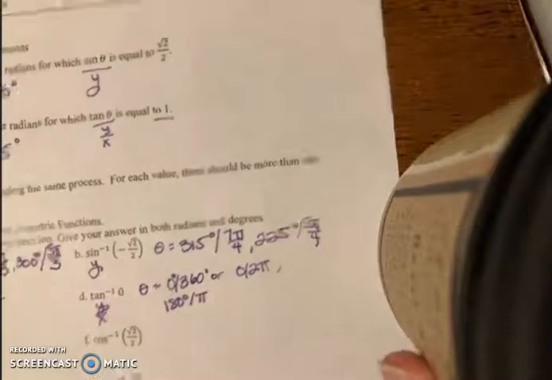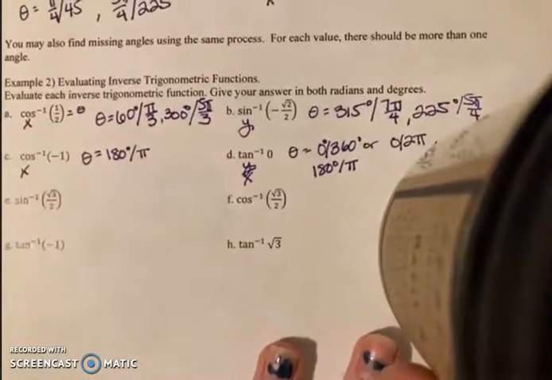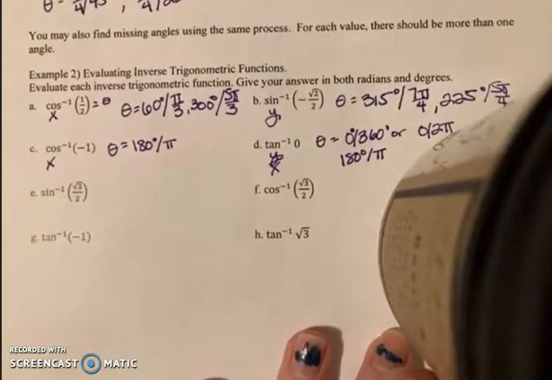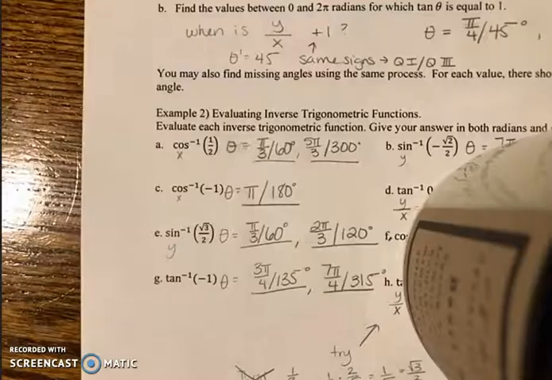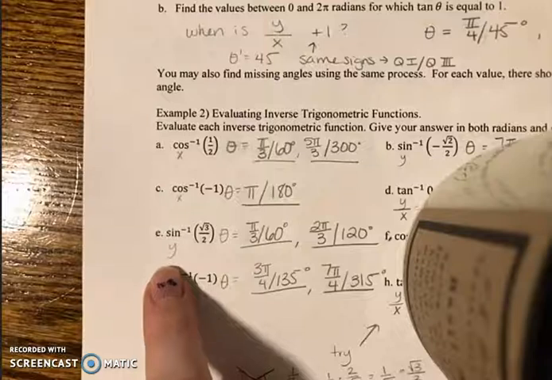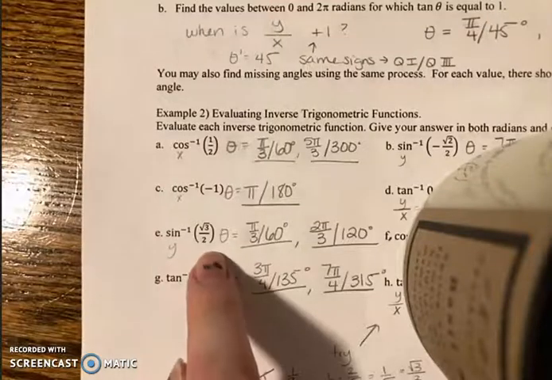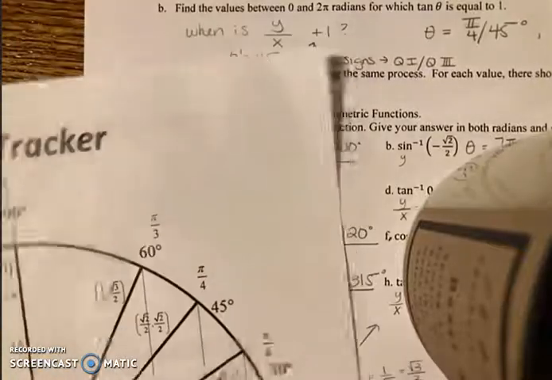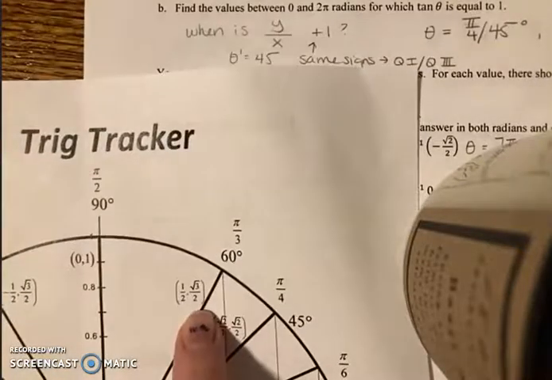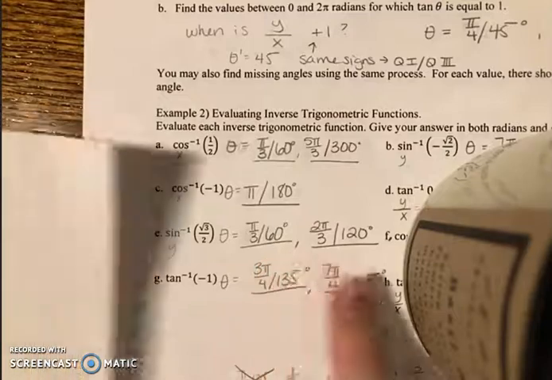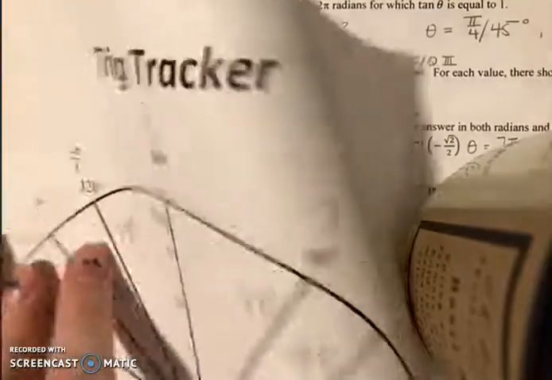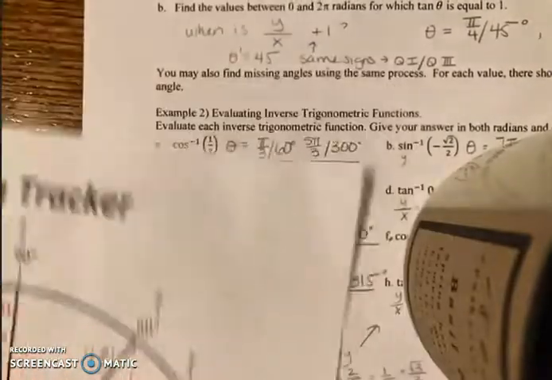I'd like for you to pause the video and attempt E, F, G, and H. When you're ready, hit play. We're going to check E and G first. E was pretty straightforward. You had to look at the y values and see when you would get a positive root 3 over 2. So if you look at your unit circle, a positive root 3 over 2 is here, which is 60 degrees, pi over 3. That's listed as one of my solutions. And then also here at 120, 2 pi over 3.